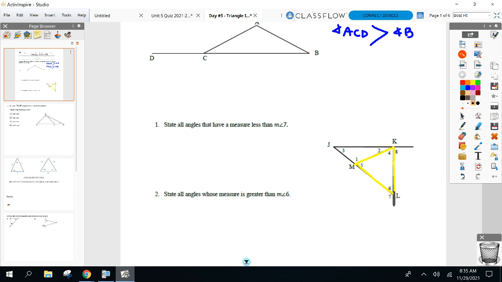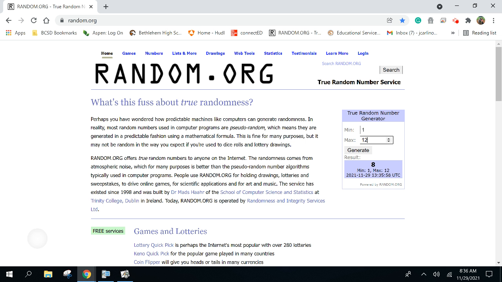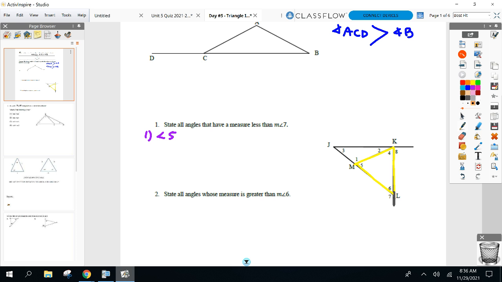Here we go. If 7's the exterior, name a remote interior. 5. Done. So one angle would be angle 5. I think there's another remote interior in there other than 5. Angle 4. All right. So 5 and 4, both less than 7. Everyone good? All right. I see another triangle, don't I, where 7 is the exterior.